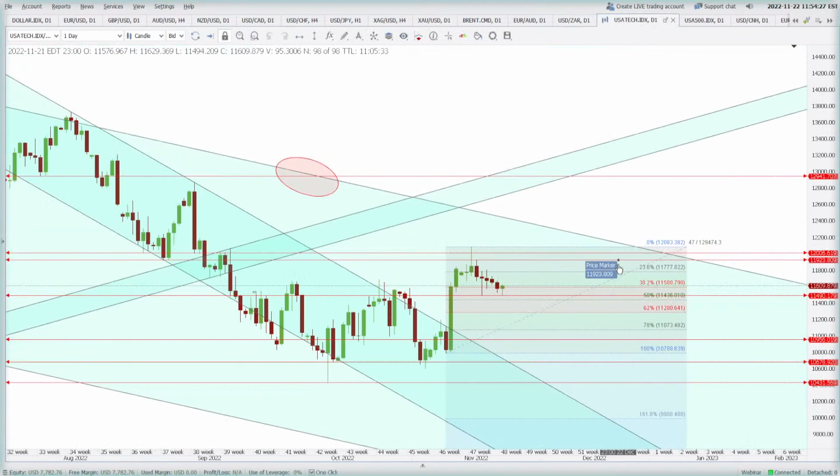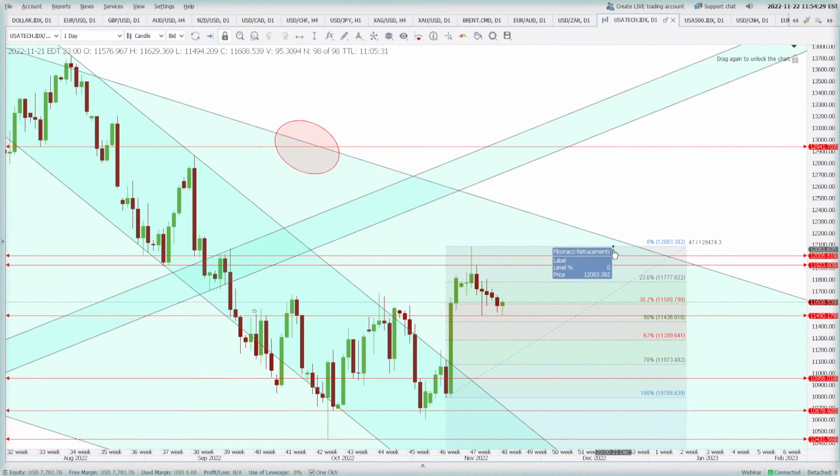USA Tech, okay, you see how beautifully it has come again to this 11,490 level today, and is trying to gain some bullishness from here. One thing is for sure, that the structure of the market is broken. Now since the structure is broken, you should be looking for a buying opportunity, but less than 50% retracement, is it okay? I don't think it is okay.